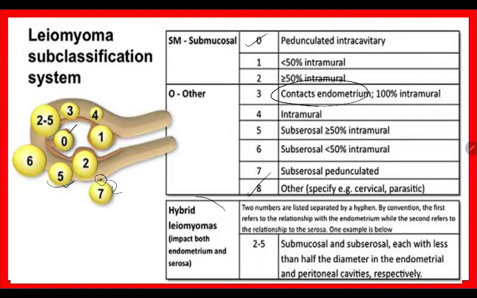What is called a hybrid leiomyoma is types 2 to 5. These are submucosal and subserosal, each with less than half the diameter in the endometrial cavity and in the peritoneal cavity. So here is the peritoneal cavity, here is the endometrial cavity. These 2 to 5 lesions can occupy less than half the diameter in the endometrial cavity and the peritoneal cavity respectively.